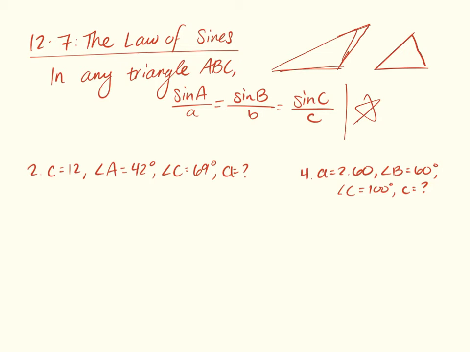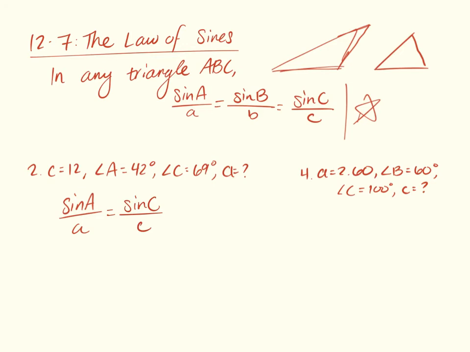It says that C is equal to 12, angle A is equal to 42, and angle C is equal to 69. What is the length of A? So we're going to use this first part, sine of A over A. Since sine of A over A is equal to sine of B over B, which is equal to sine of C over C, we can assume that this first piece, sine A over A, is equal to sine C over C. So that's what we're going to use.